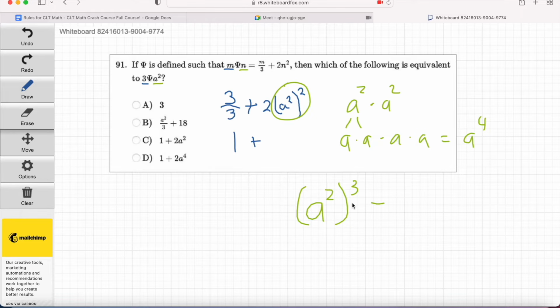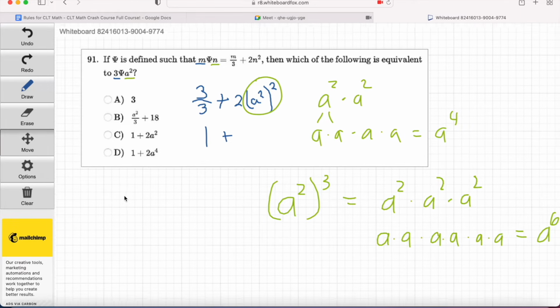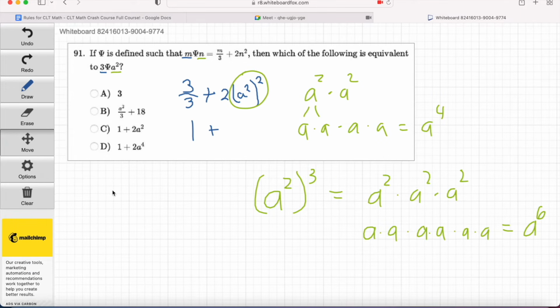That means a squared times a squared times a squared. But of course, a squared means a times a. So times a times a times a times a. Okay, a multiplied by itself 6 times, that's a to the power of 6. So I can actually use understanding the notation to find out what the operation is in case you forget. Oh, clearly I have to multiply them. Okay, great. And that's the operation. You don't even have to have the operations memorized if you understand what the notation means.